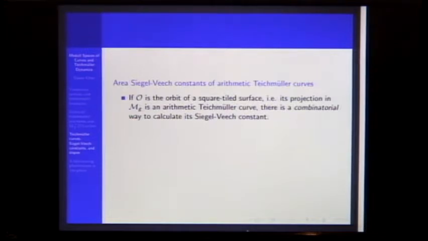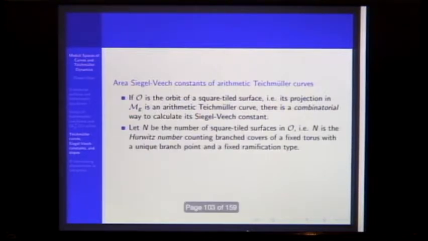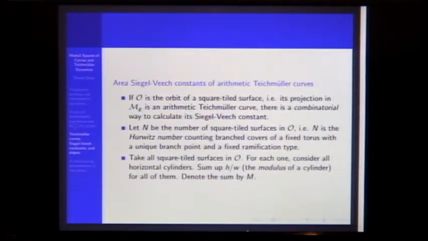And luckily, if you focus on those Teichmüller curves coming from the branch cover construction, there is a combinatorial way to compute this number. So it's very much related to the Hurwitz counting problem. You take this number n to be the number of branch covers over a fixed torus. So that is a standard Hurwitz number. And you take a refined counting. Over these finitely many non-isomorphic branch covers, you take all of them. And for each one, you enumerate along one fixed direction, say the horizontal direction. You sum up the height over width, that is called the modulus of cylinders, summed over all such cylinders contained in these finitely many branch covers. And you do this double sum, you get another refined Hurwitz number counting denoted by this M.